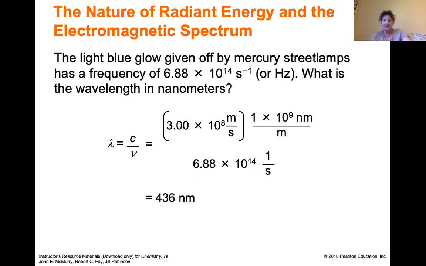What's the wavelength? So all we have to do is plug it into the equation, and what will come out is, it would come out in meters, but we've added a conversion factor from meters to nanometers. So there are 10⁹ nanometers in a meter. So once we put that in, we end up with 436 nanometers is the wavelength of light that you see in a mercury street lamp.